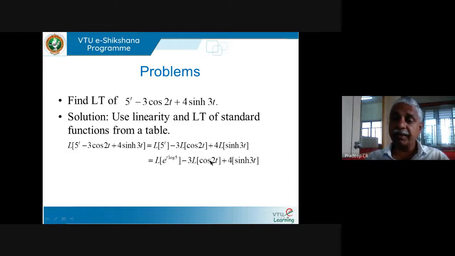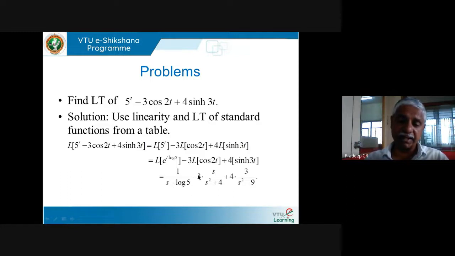Now, how do I find the Laplace of cos 2t? I have a table for this. For e power a t, a is a constant. Log 5 is a constant, so I can look at it as e power constant times t. So that I know from the table of Laplace transforms. The Laplace transform of e power a t is 1 by s minus a. Here a happens to be log 5, so it is 1 by s minus log 5.